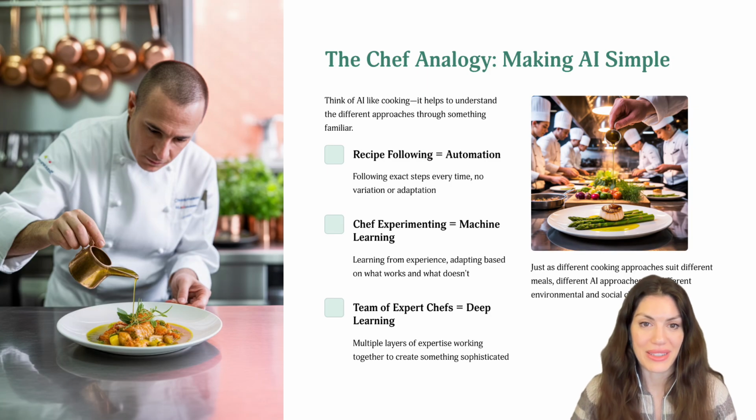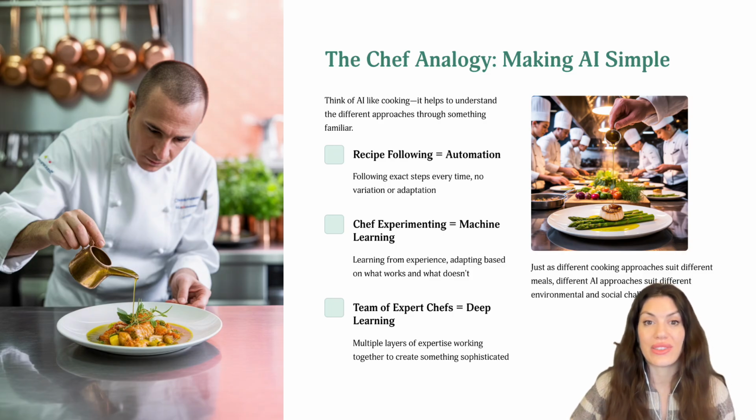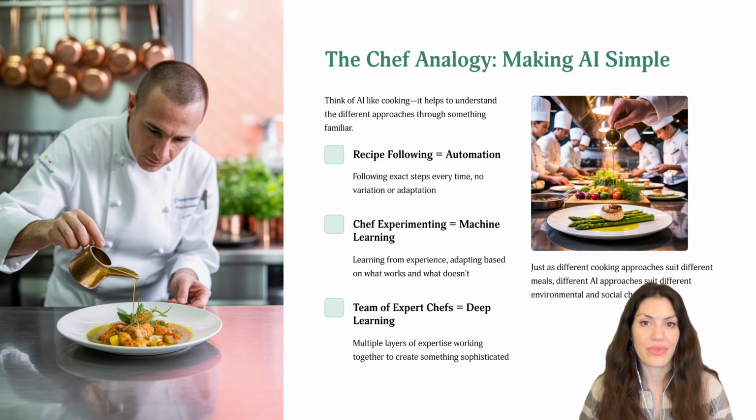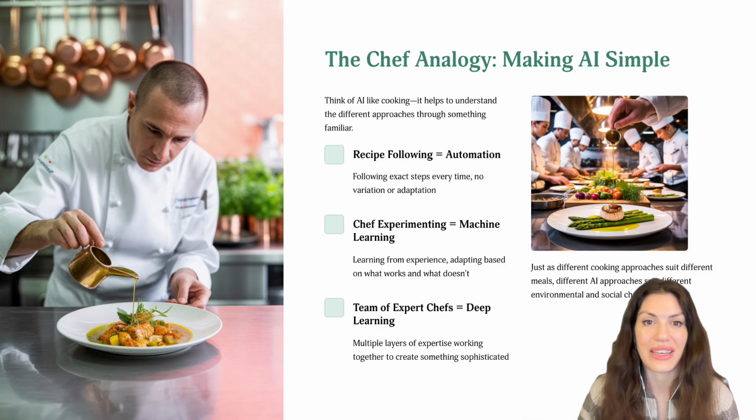To make it simpler, think of AI like cooking. It helps to understand the different approaches through something very familiar. Following the recipe equals automation: following the exact steps every time, no variation. If you mix something, it will always turn into the same thing.